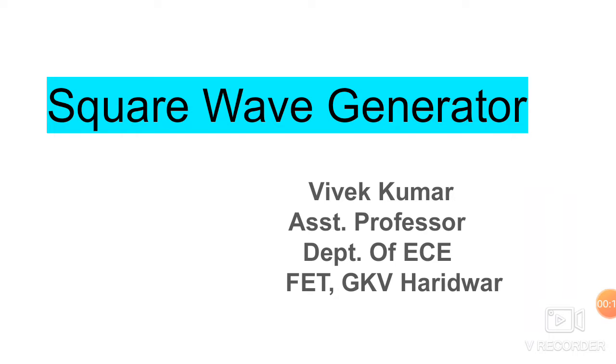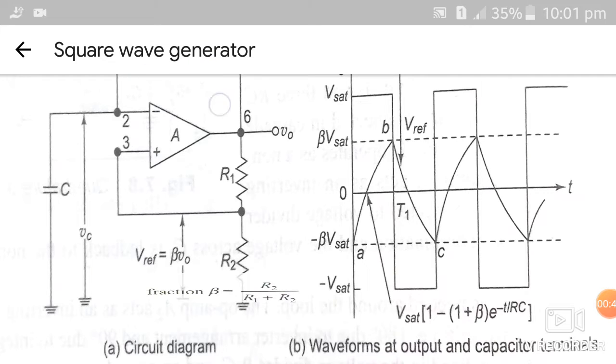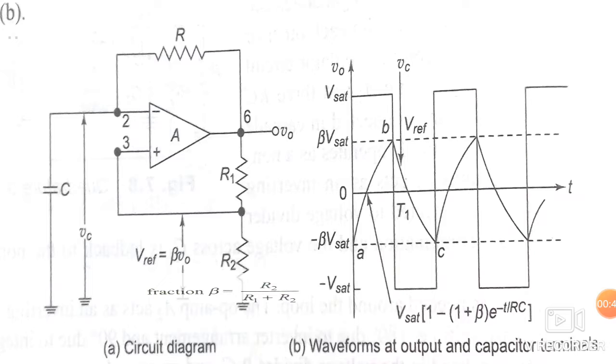So today friends, we are going to discuss a square wave generator. This is the circuit of a square wave generator. Here two resistors are there, R1 and R2. One feedback resistor R, and this is the capacitor, connected to the inverting terminal of the operational amplifier.